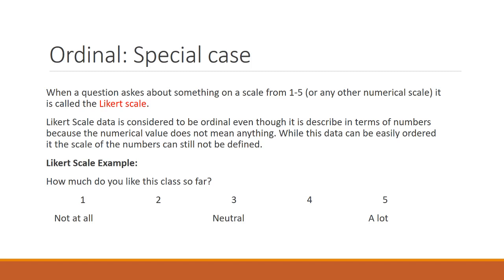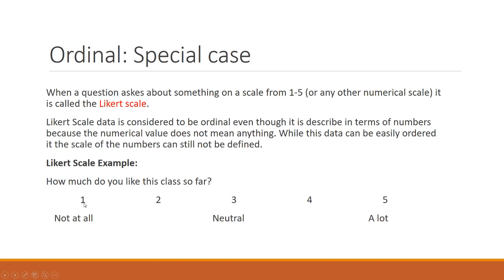Another example of an ordinal categorical variable would be a Likert scale. You've probably seen this before. You've probably taken a survey that has something like this. Let's look at an example. What if I asked you, how much do you like this class so far? You could be asked to give a number that indicates on a scale how much you like the class. It could be, let's say, from 1 to 5, where 1 means not at all, and 5 means a lot.